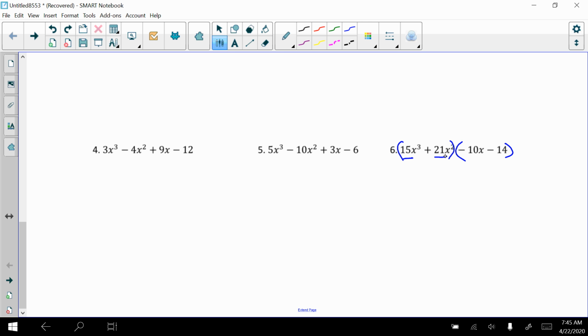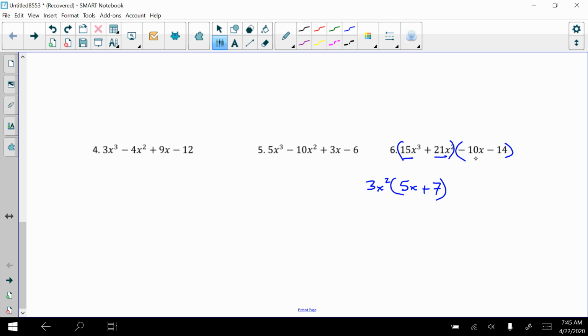What's a GCF? Well, these both have x squared, at least x squared, so I know I'm going to be able to factor that out. Is there a number that I could take out of both of them? Well, yes. 3 goes into 15 and 21. That's the biggest number that goes into both. So I know I'm going to factor a 3x squared out of my first piece. 15x cubed divided by 3x squared is going to be 5x. 21x squared divided by 3x squared is going to be plus 7. Okay, so I'm done with my first one.